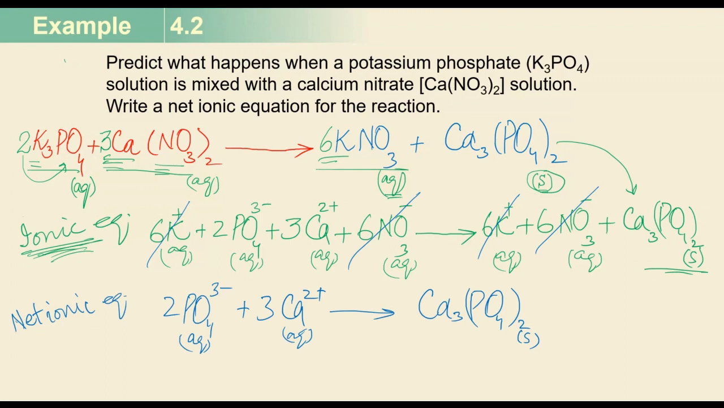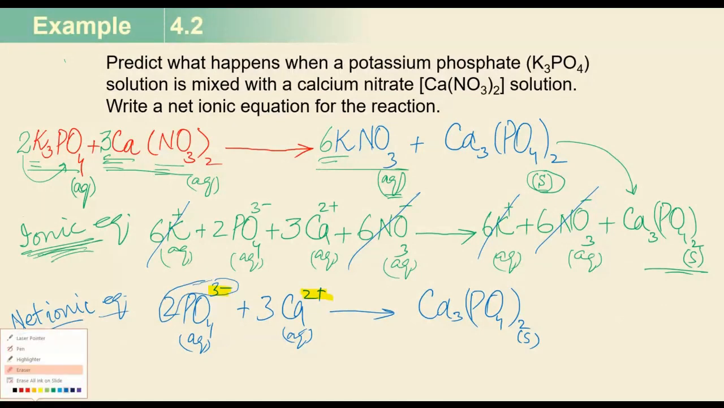Okay. So, after cancelling the same ions on both sides, what is left? 2PO4 3 minus plus 3 Ca2 positive. It becomes calcium phosphate. So, this equation is known as the net ionic equation.